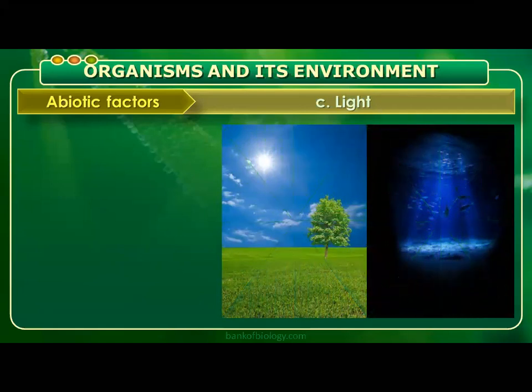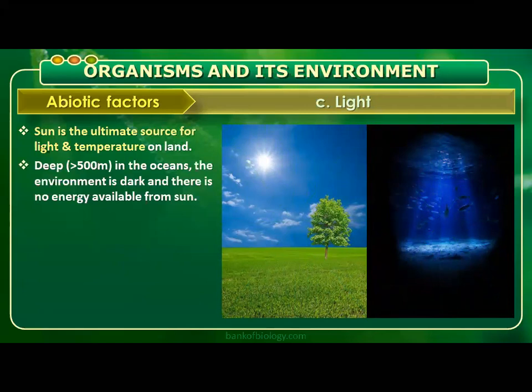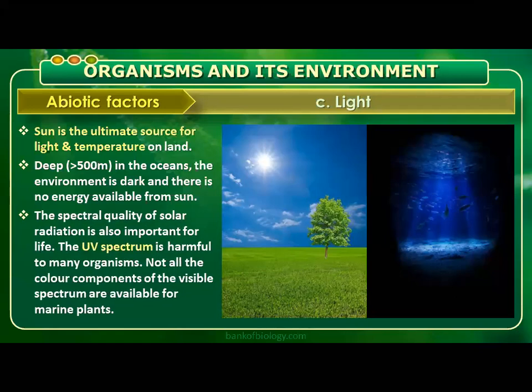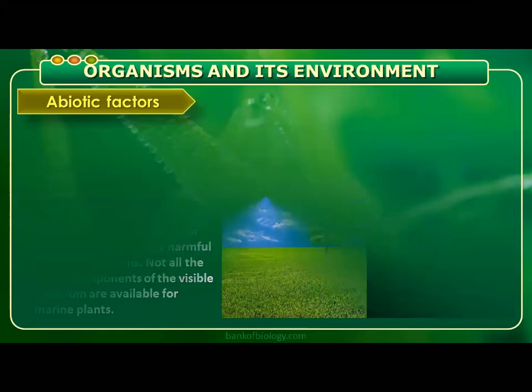Next, in light, we have to discuss the source of light. The sun is the ultimate source of light and temperature on land. In the deep oceans, more than 500 meters, the environment is dark. There is no energy available from the sun. The spectral quality of solar radiation is also important for life. The UV spectrum is harmful to many organisms, that is UVA and UVB rays. Not all the color components of the visible spectrum are available for marine plants.